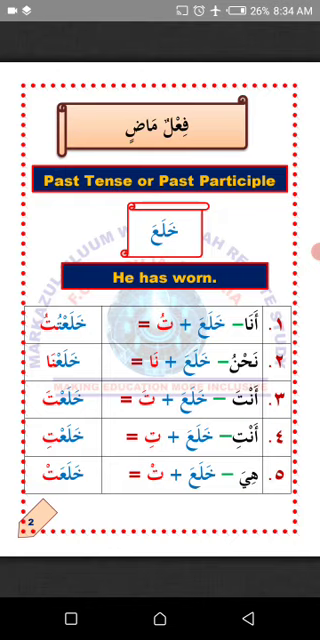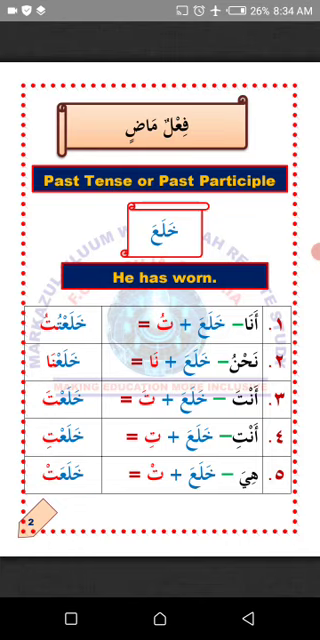All you need to do is to attach ta'un carrying dhamma to the last letter. Then you give sukun to the letter before it. So the verb khala'a will now become khala'tu, which means I have taken off. Number two. Nahnu, we. So how do we change the verb khala'a to suit nahnu? All you need to do is to attach na to the last letter. Then you give sukun to the letter before it. So the verb khala'a will now become khala'na, which means we have taken off.